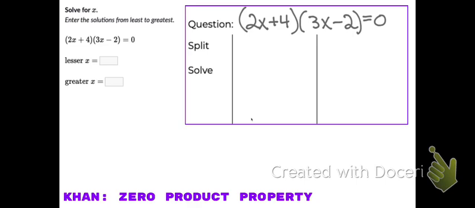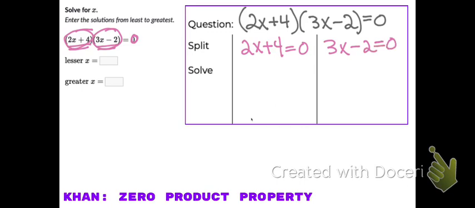They want to know what x is, and it's telling us that this times this equals 0. Remember, if you multiply numbers together and the answer is 0, then one or both of those numbers has to be 0. So either this 2x plus 4 equals 0, or the 3x minus 2 equals 0. And that's what I'm walking you through doing on this template on the right. First, write down the question, and then split it up. Either 2x plus 4 equals 0, or the 3x minus 2 equals 0.